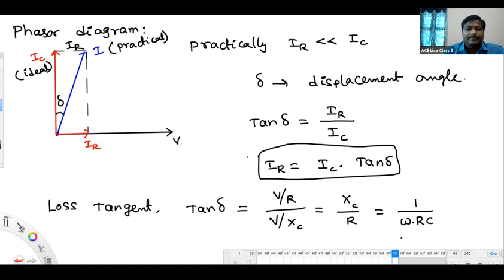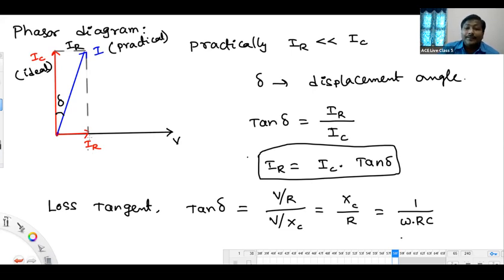Okay, next. Listen. If there is no power loss in the dielectric material, then what is the current IR value? It will be zero. If IR is equal to zero, then IC and I will be the same. Delta will be equal to zero, so there is no displacement angle.